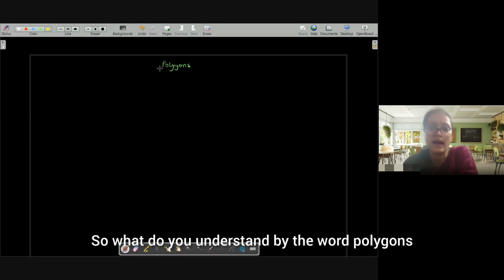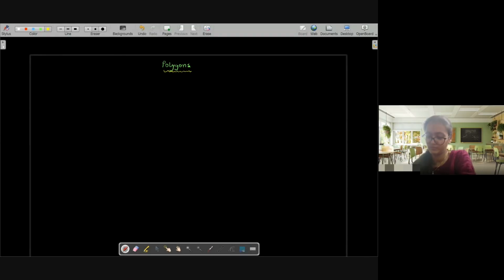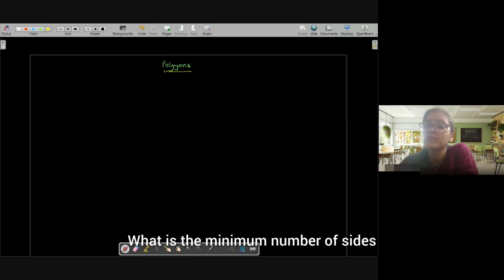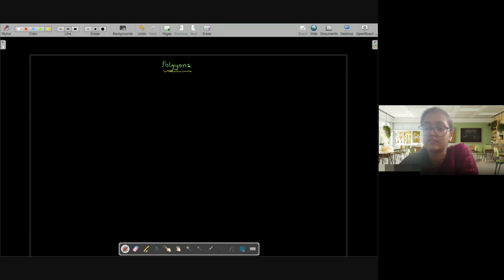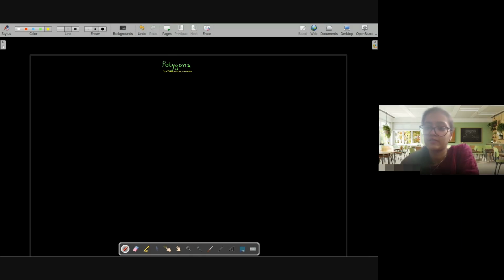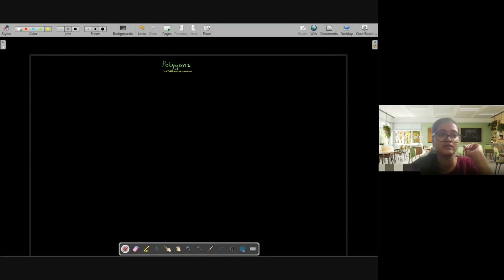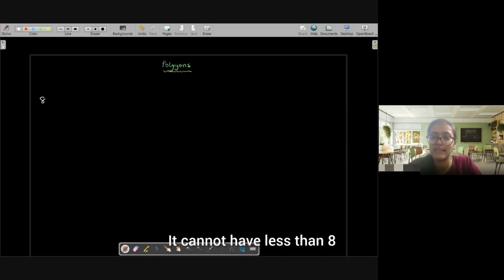So what do you understand by the word polygons? Isn't that a shape that has more than 8 or 9 sides? What is the minimum number of sides that a polygon can have? It cannot have less than 9? No, I'm saying minimum number of sides. Then minimum probably 8. It cannot have less than 8?